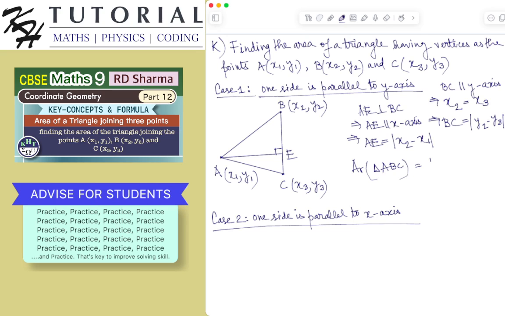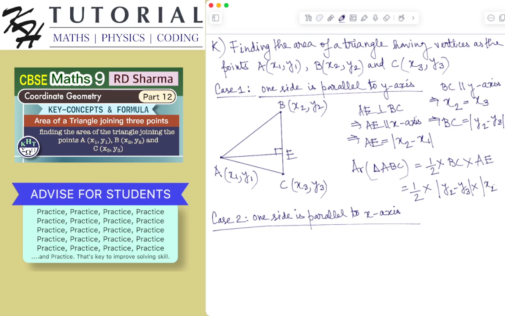The area of the triangle ABC will be equal to half into the base, that is BC, multiplied by the perpendicular on the side BC from the opposite vertex, which is AE. So this will be equal to half multiplied by BC. BC is the absolute value of y2 minus y3, multiplied by AE, which is the absolute value of x2 minus x1.